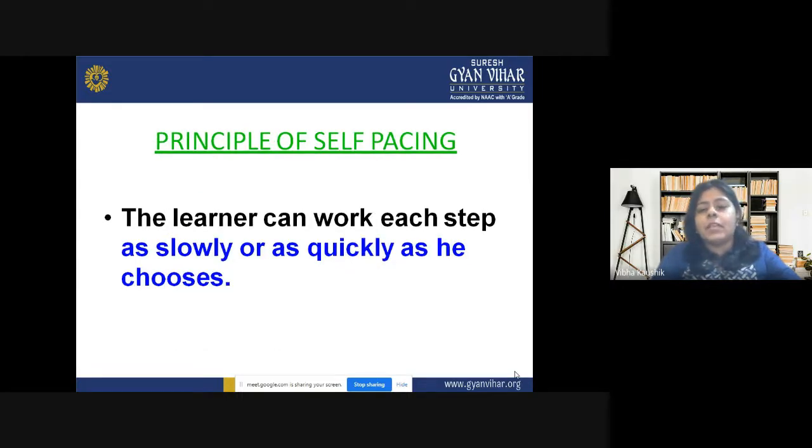Principle of self-pacing means every learner will learn at his own pace. The learner can work each step as slowly or as quickly as he chooses. Means he can learn a frame at his own pace, whether he wants to learn that content very slowly or he wants to master that particular frame very quickly. It's all about his pacing, and the decision has to be taken by the learner himself.